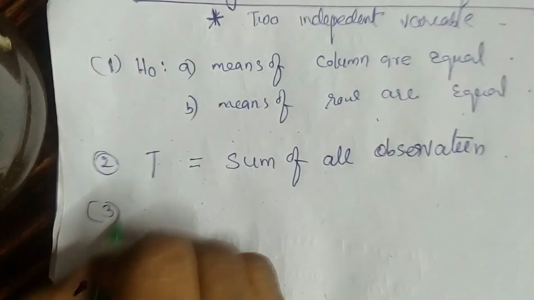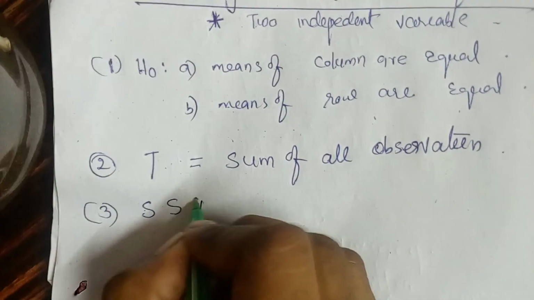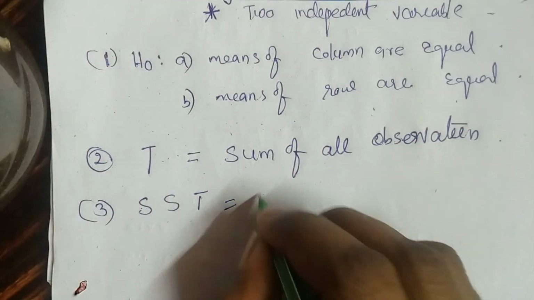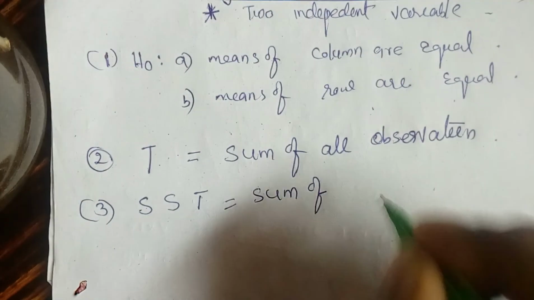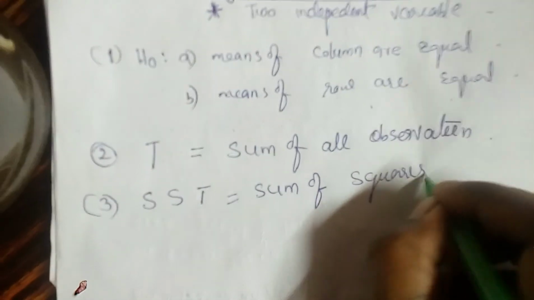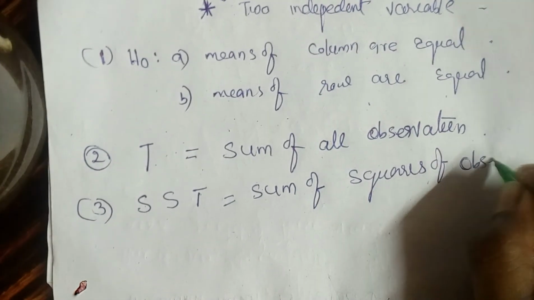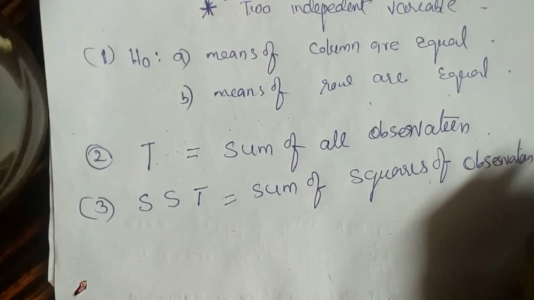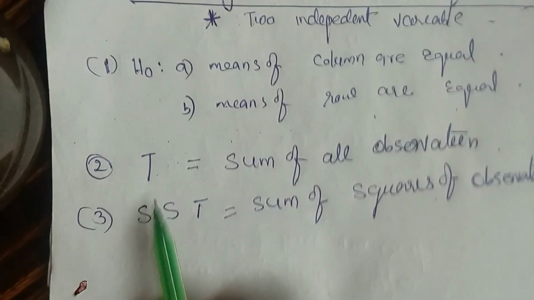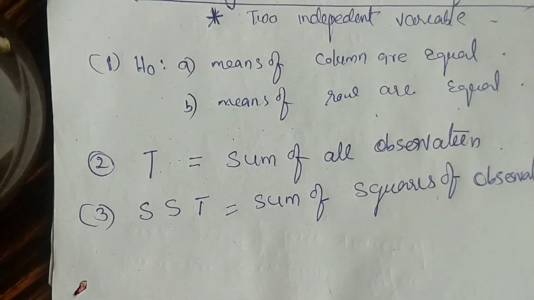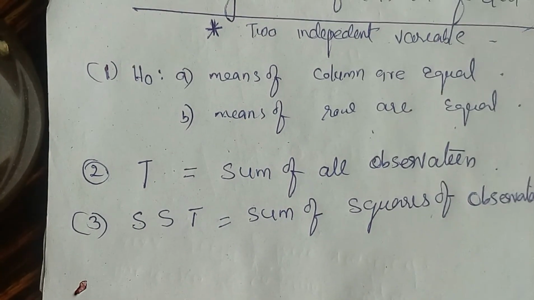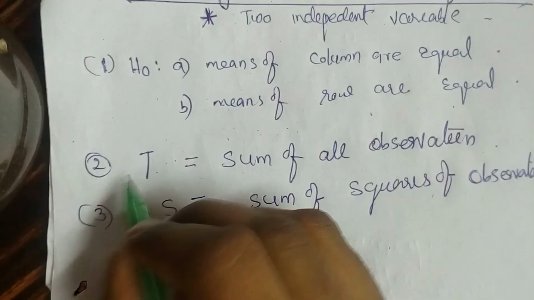Next, you find SST. SST is the sum of squares of observations minus T square by n. T is the given observations: we take all the observations and add them. That value is T.